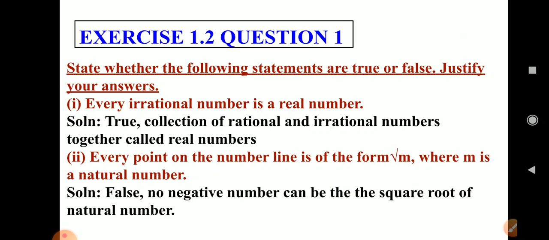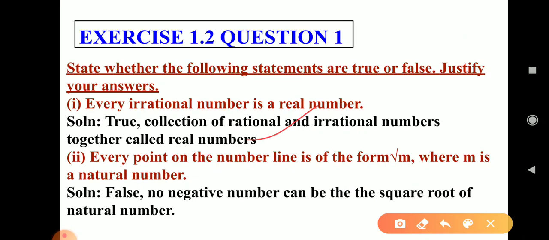Let me go to the solution. It is true, because as I told you before, the collection of rational and irrational numbers together we call real numbers. So every irrational number is a real number. You can write the reason like this: the collection of rational and irrational numbers together is called real numbers.